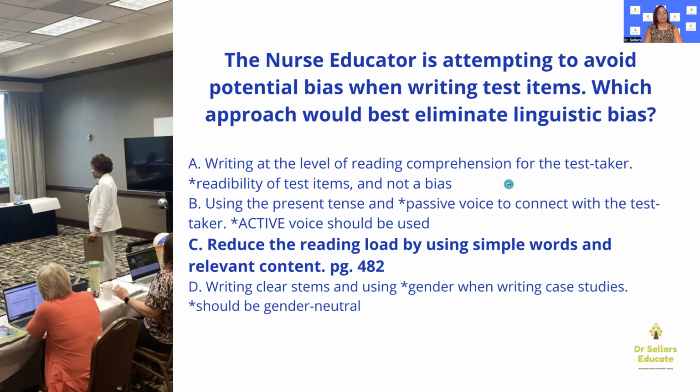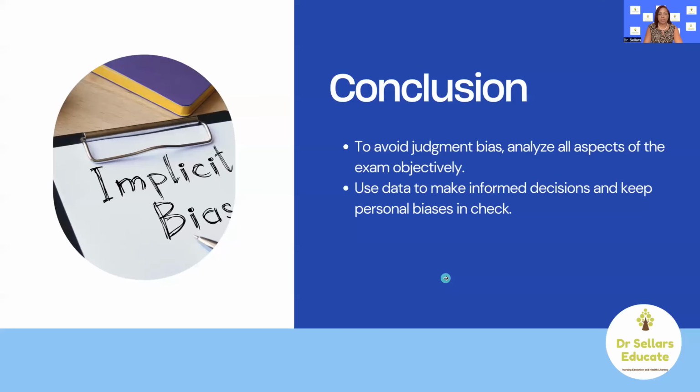All right, so if you were curious as to why the other choices were not correct, A is a distractor that we added because this has nothing to do with bias. This is the definition of readability of test items, which we should always consider, but it's not related to linguistic bias or any type of bias. Option B is incorrect because we have passive voice and it should be used in present tense and active voice. And then for D, we want our stems and our questions to be gender neutral, right? We don't want to include gender when we're writing our case study.